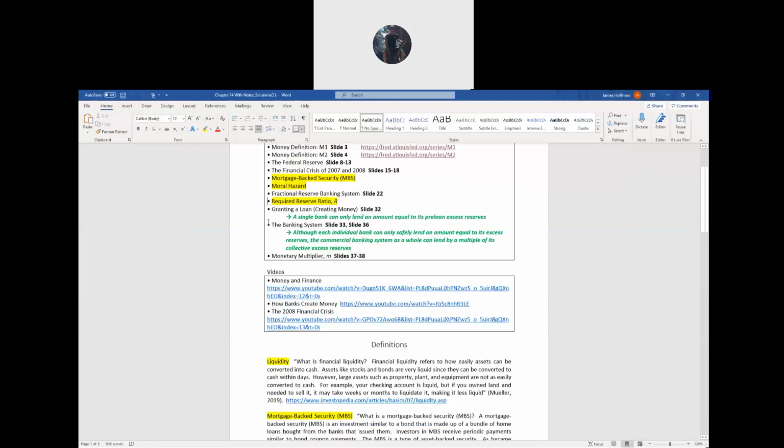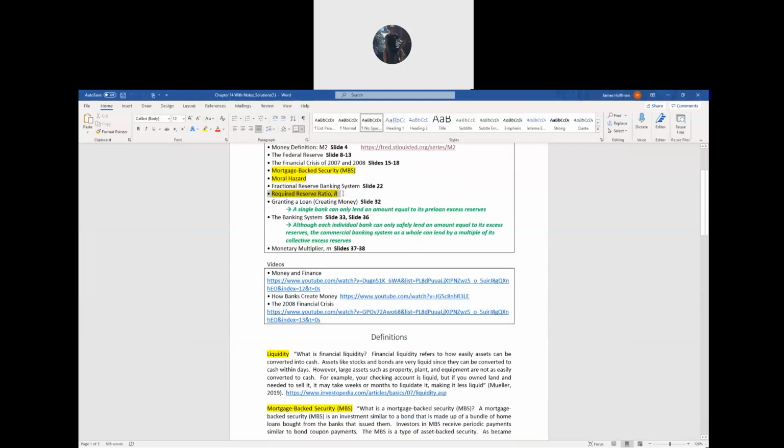How about the next term, which is the required reserve ratio? I define it down here, but it's essentially the amount that banks have to keep on reserve and not lend out.